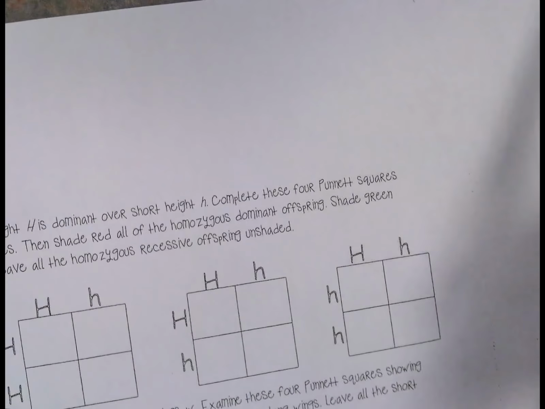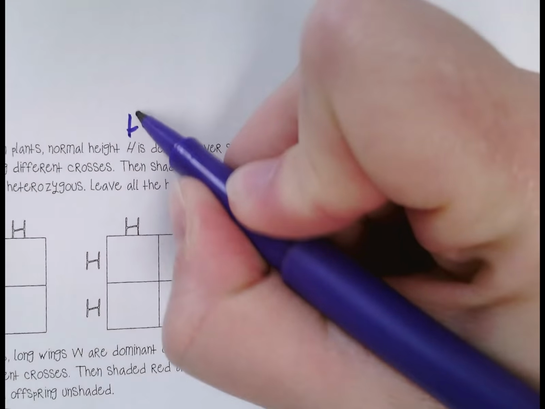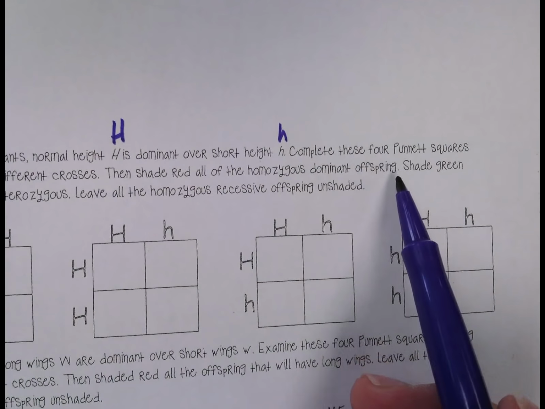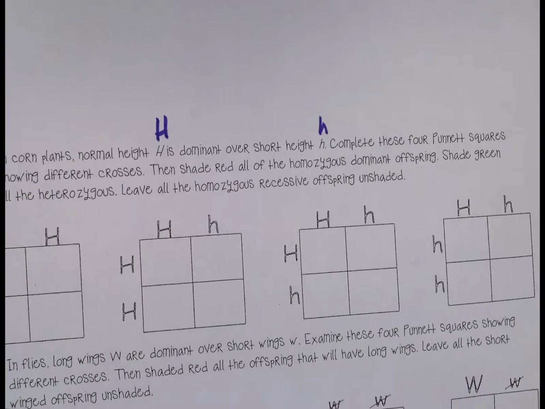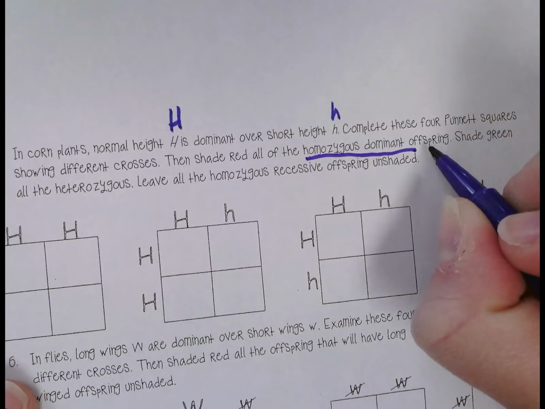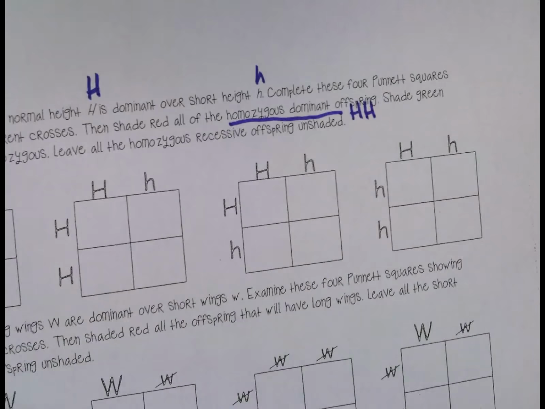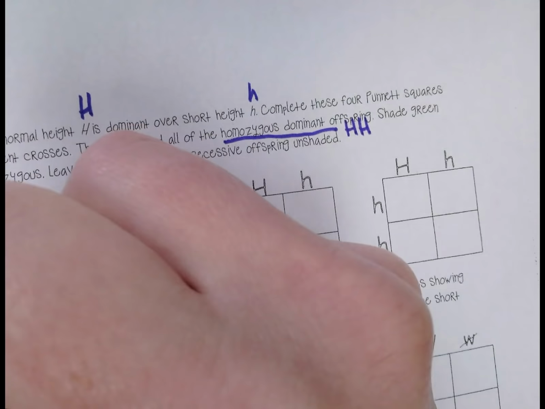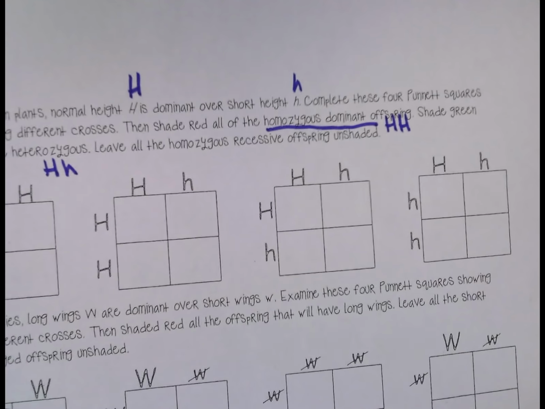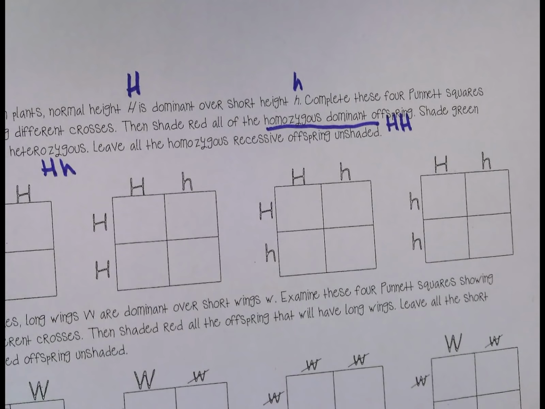Okay. So it says in corn plants, normal height, H, is dominant over short height, baby h. Complete these 4 Punnett squares showing different crosses. Then shade all the homozygous offspring, shade red all of the homozygous dominant, meaning the 2 capital letters. So sometimes I just like to make sure I understand. That's going to be red, and shade green all the heterozygous, which is going to be big H, little h. So anytime it's heterozygous, it's going to be green. Now, if you don't have anything, maybe just do some sort of, I don't know, it'll surprise me.